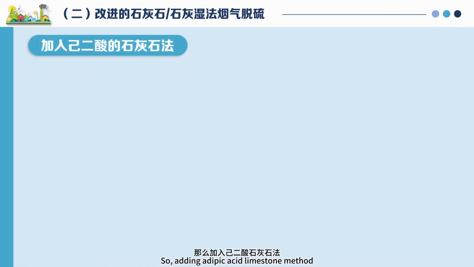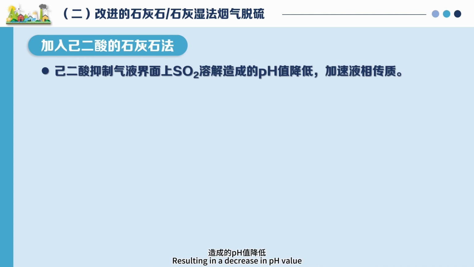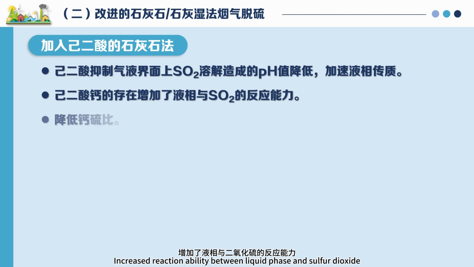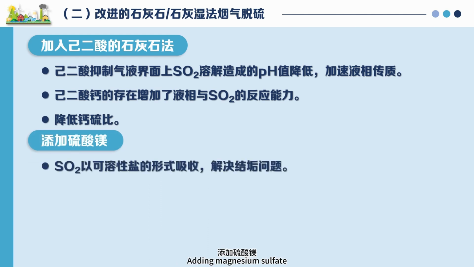So, adding adipic acid to the limestone method. Adipic acid inhibits the decrease in pH value at the gas-liquid interface caused by the dissolution of sulfur dioxide, accelerating mass transfer in the liquid phase. The presence of calcium adipate increases reactivity between the liquid phase and sulfur dioxide, reducing the calcium-sulfur ratio. Adding magnesium sulfate makes sulfur dioxide absorbed as a soluble salt, solving the problem of scaling.